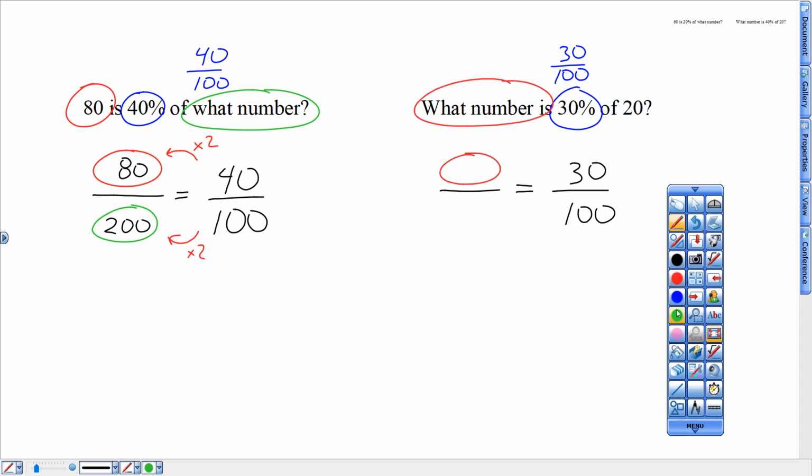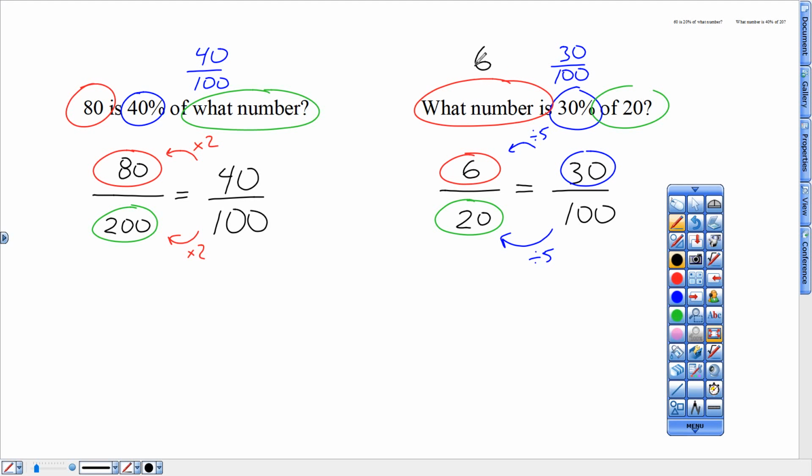Whatever is listed second goes on the bottom down here. So for this problem, I have the bottom number of that first, the 20. And again, the same kind of math. What am I doing? From 20 to 100, it looks like I'm dividing by 5. So if I divide that 30 by that same 5, that gives me the missing number. That has to be 6. 6 is 30% of 20.